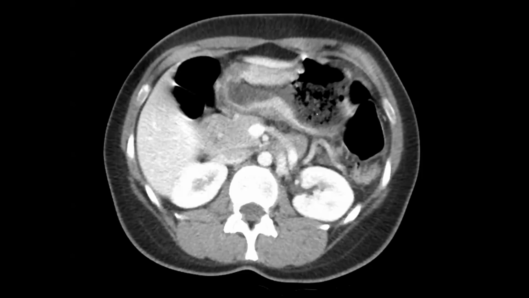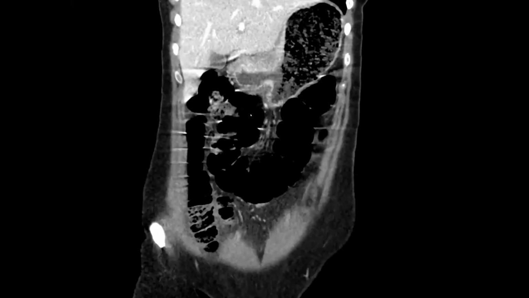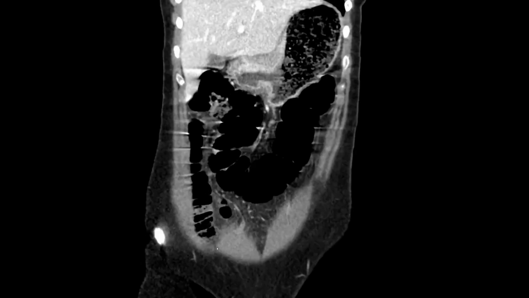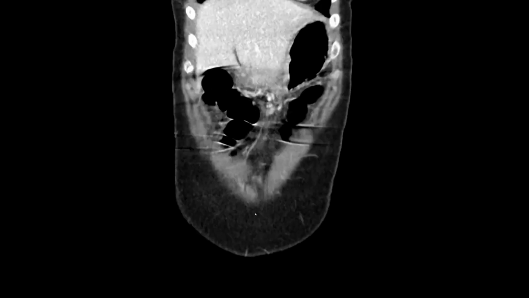I'll just show you on the coronal. So here it is on the coronal. And that peritoneal disease.